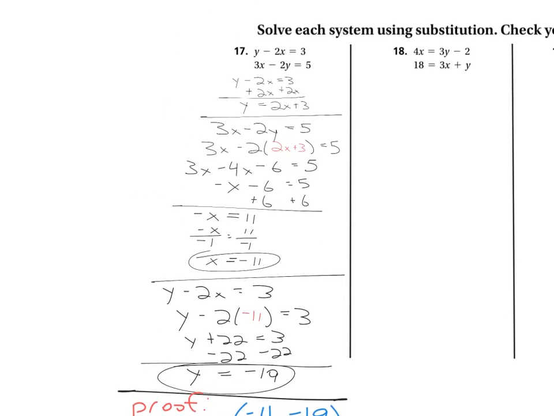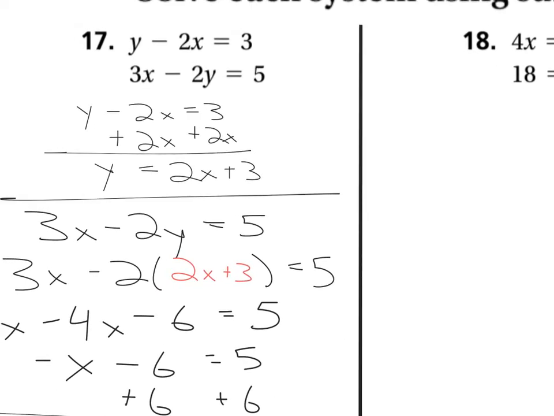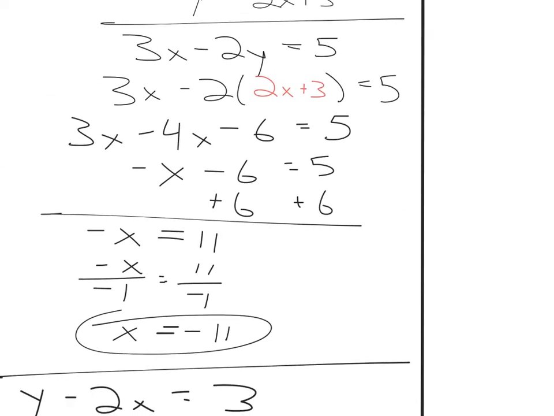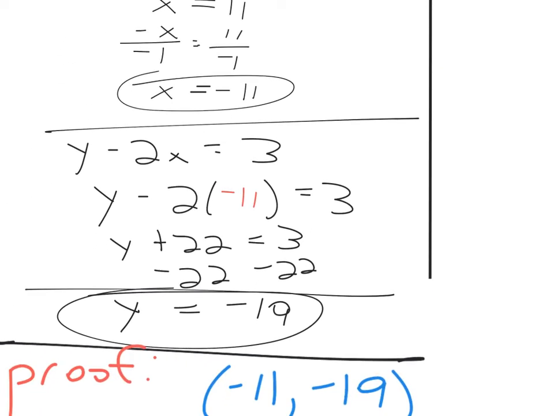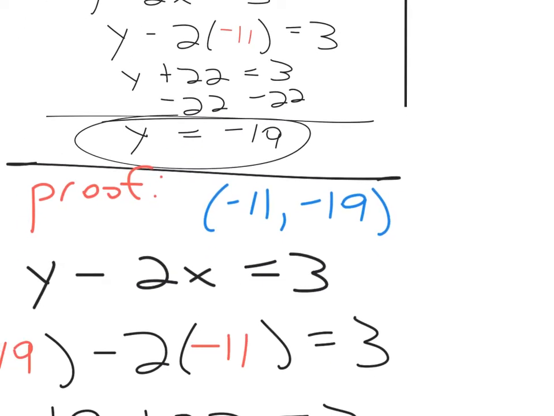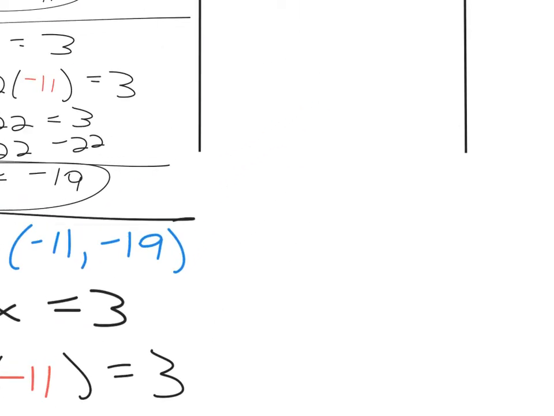So here's our original solution, where we first solved for y equals 2x plus 3 by adding 2x to both sides, and then we substituted what y is equal to in that equation, solving it all out to get x equals 11. Then we took the other equation, put negative 11 for x, found y is negative 19, so we've got the coordinates negative 11 comma negative 19, and we just proofed them. Okay.